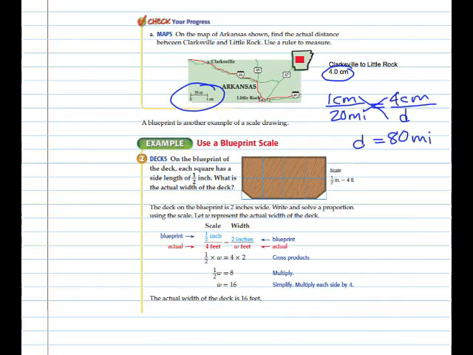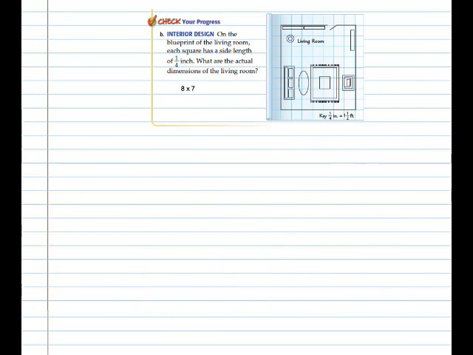Using a blueprint scale. On the blueprint of the deck, each square has a side length of 1/2 inch. What is the actual width of the deck? Well, our scale is 1/2 inch to 4 feet. We want to convert 2 inches to w feet. So again, cross products. 1/2 w equals 8. We then multiply both sides of the equation by the reciprocal of 1/2, which happens to be 2. So the actual width of the deck is 16 feet.